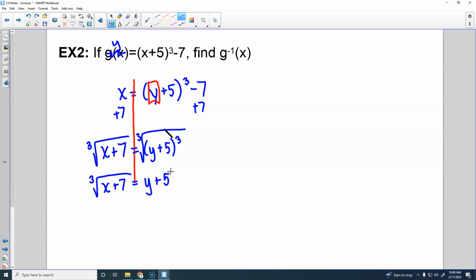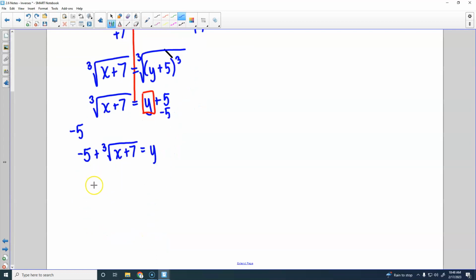And then we need to get that y by itself. Lee, what's the last thing we would do? We'll subtract that 5 because we're trying to get that y by itself. You can write it a couple different ways. Typically, you're going to see it written like this: -5 plus the cube root of x plus 7 equals your y. It is also okay to write it like this, the cube root of x plus 7 minus 5.